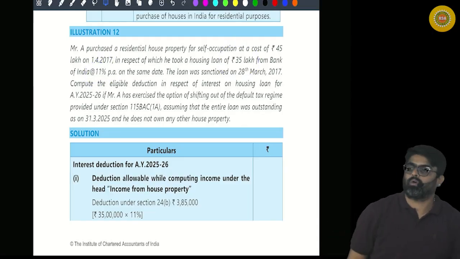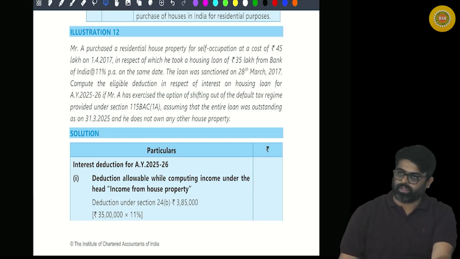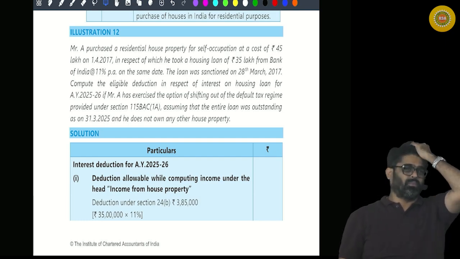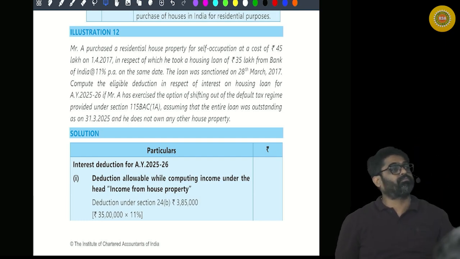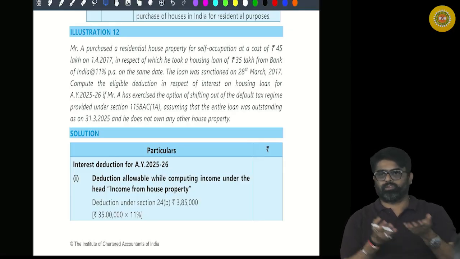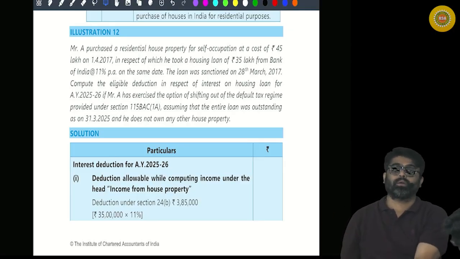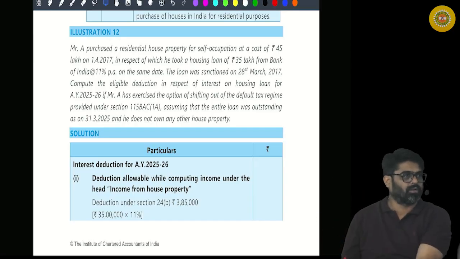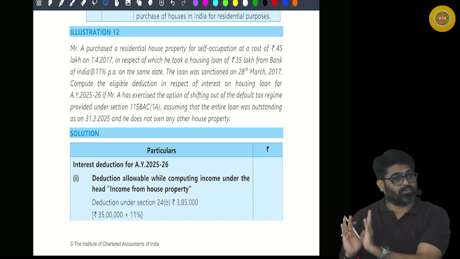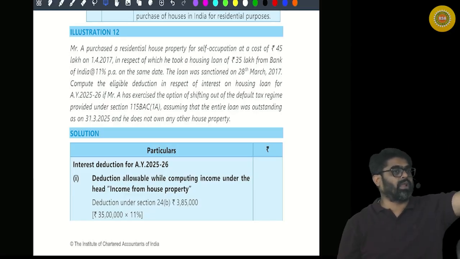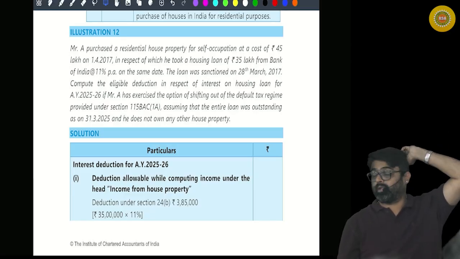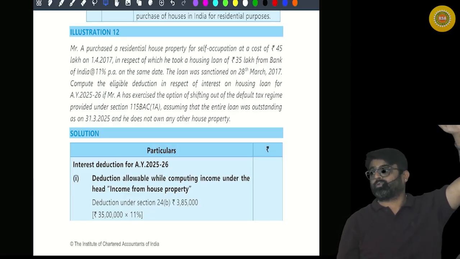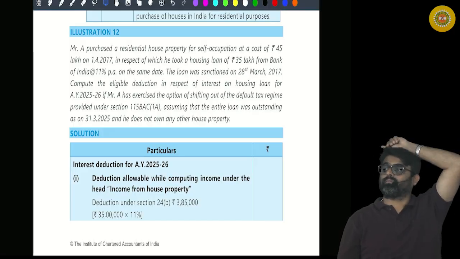Out of that 3,85,000, don't you think 2 lakh will be allowed under house property head? Because this house property is used as your SOP. So this is a housing loan taken for SOP. On this housing loan, 3,85,000 you will claim under PGBP. Sorry, under house property. So under house property only 2 lakh will be allowed. What about the balance 1,85,000?